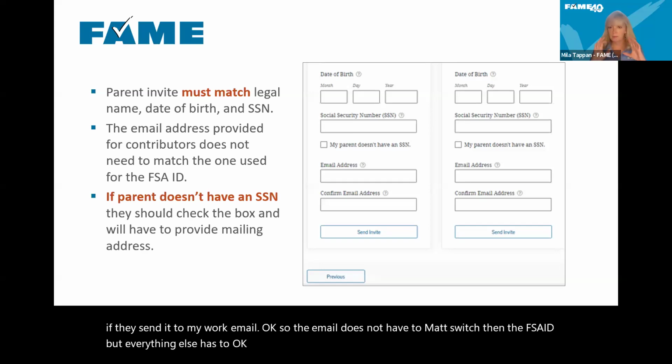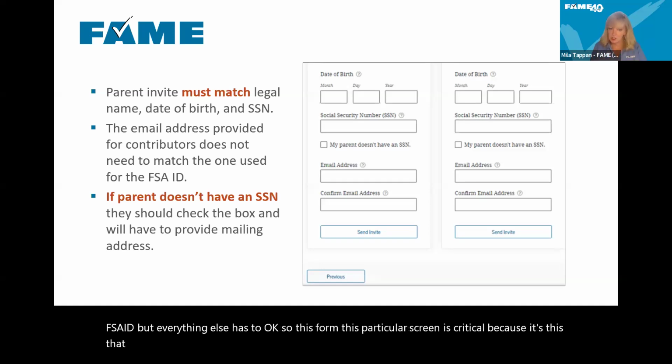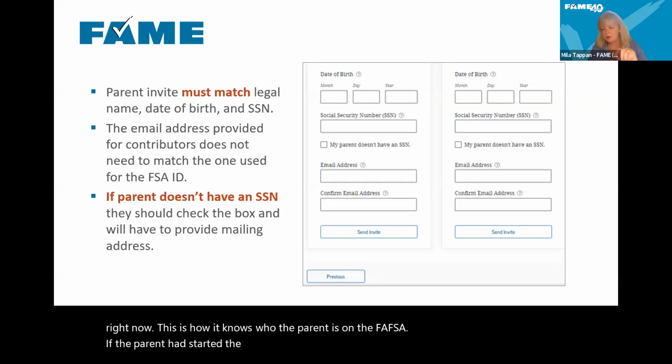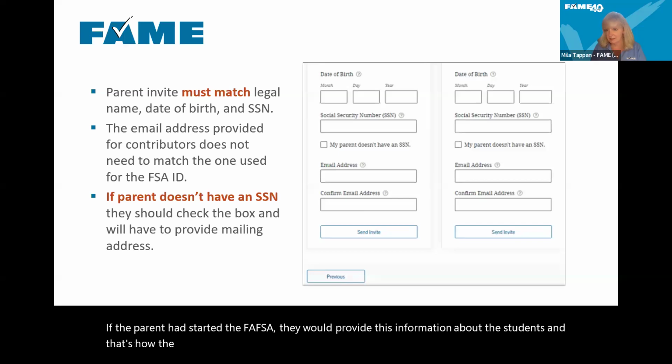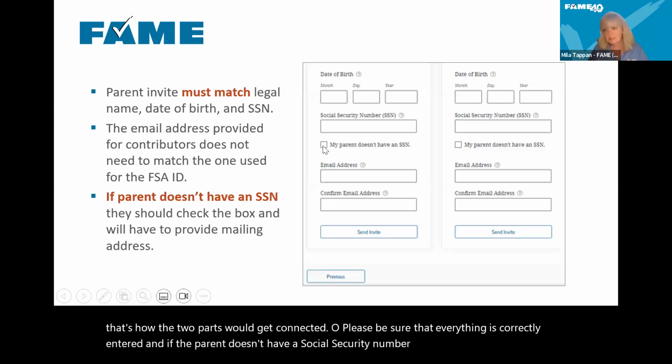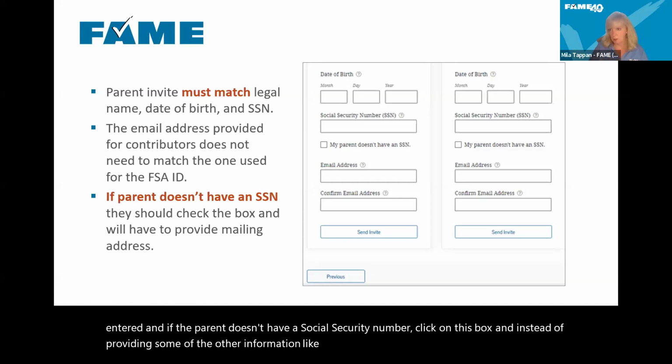So this particular screen is critical because it's this that connects the student section of the FAFSA, because that's what we're doing right now. This is how it knows who the parent is on the FAFSA. If the parent had started the FAFSA, they would provide this information about the student, and that's how the two parts would get connected. So please be sure that everything is correctly entered. And if the parent doesn't have a social security number, click on this box. And instead of providing some of the other information like social, the mailing address would be required. All right. So once this is all filled in.